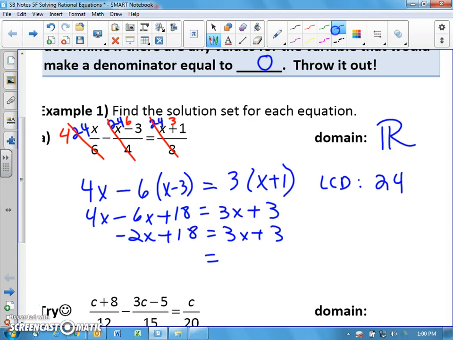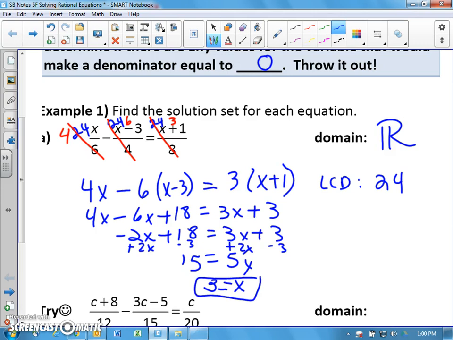I'm going to go ahead and add the 2x across and make that a 5x here. And I'm going to subtract the 3 over to the other side. So 15 is equal to 5x, so x would have to be 3. Since we didn't have any restrictions in our domain, this is going to be our answer.